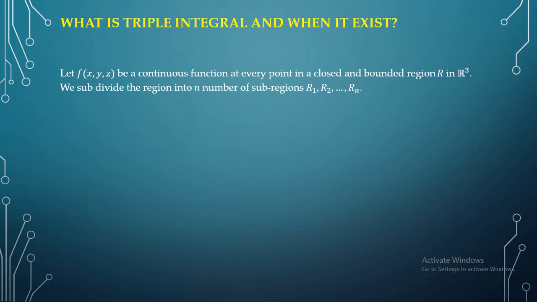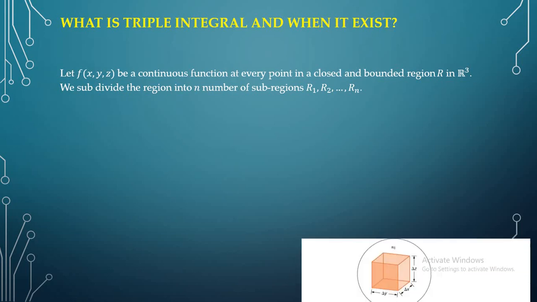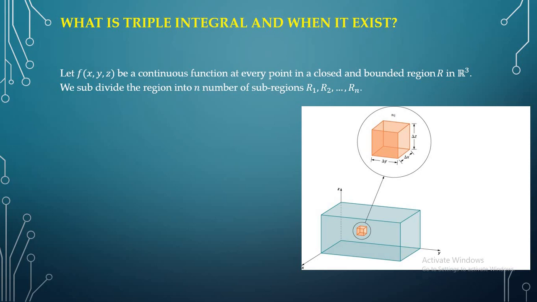So what is triple integral and when does it exist? Let f(x, y, z) be a continuous function at every point in a closed and bounded region R in R cube. We can consider any closed and bounded region in R3, something like this maybe. Here we have considered a cube. The blue shaded region is a cube.